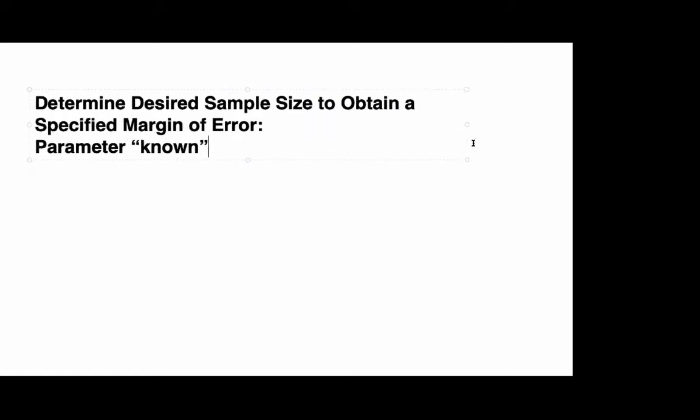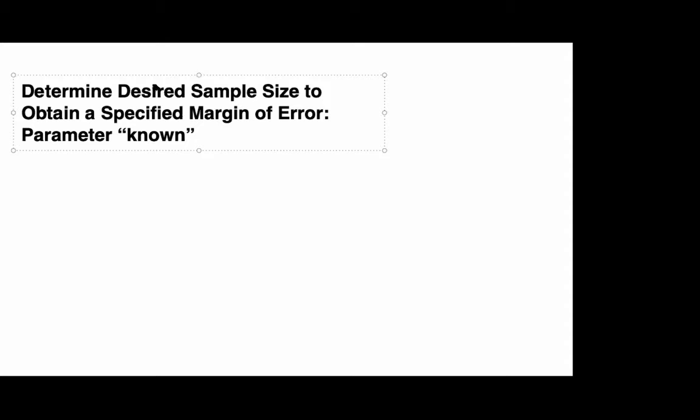Okay, so what we're talking about here is the idea. We want to determine the desired sample size. So, we want to determine the sample size necessary to obtain a specified or desired margin of error. Okay, and what we're going to do is we're going to first focus on the idea that we have the known parameter. Now, to do this, so here's where things really start to get wonky.